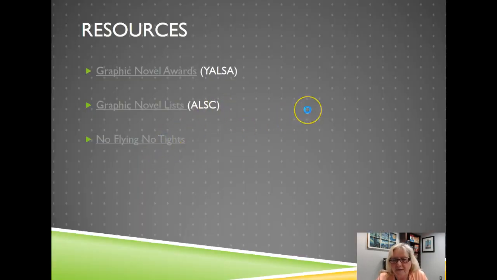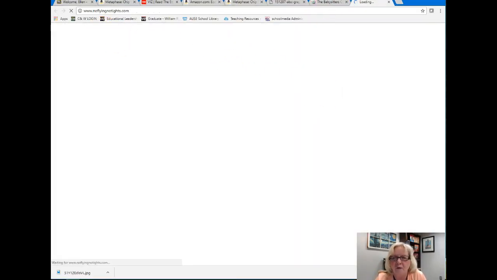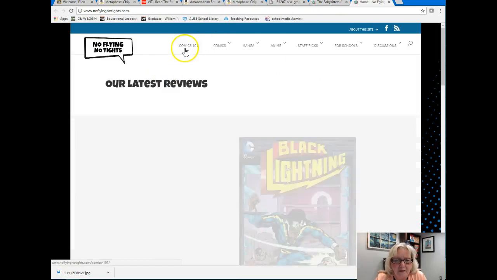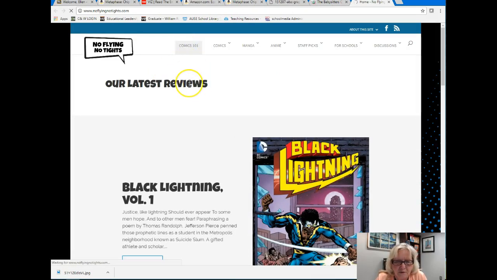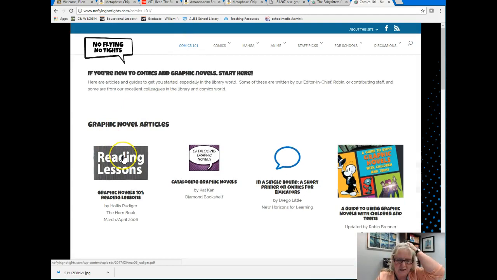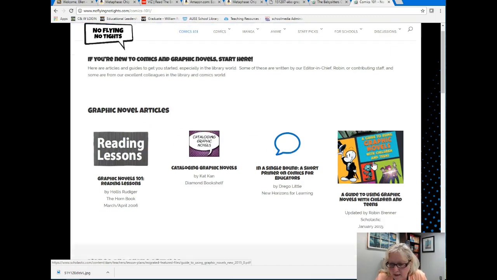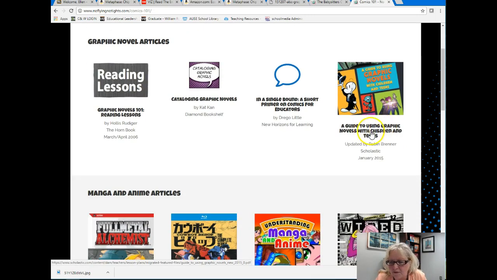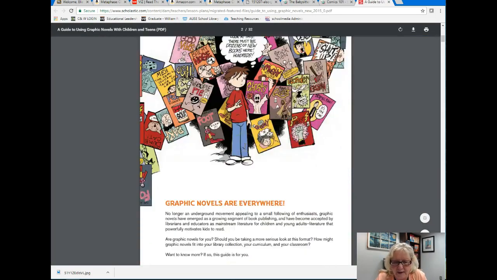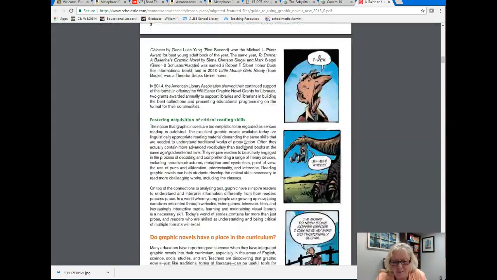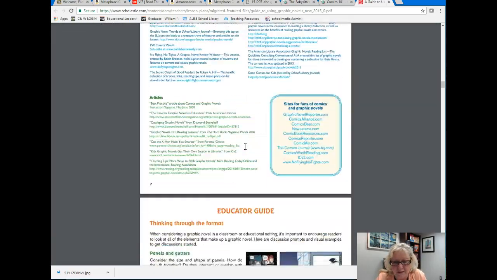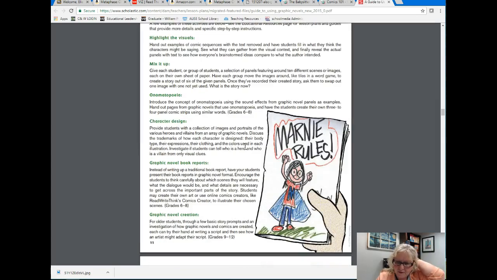So No Flying, No Tights is a useful place to go. They also have Comics 101 here, which you're going to be reading as reading lessons. I will probably link to it from Cheng Library. And then A Guide to Using Graphic Novels with Children and Teens. This is longer. If you want to take a look at it, I'm not going to assign it, but it gives you some ideas, and there are ads in the back here.